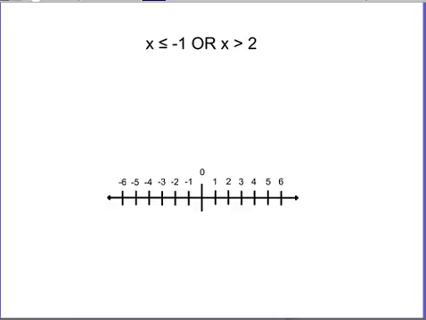Next, we've got or statements. So x is less than or equal to negative 1 would look like this, and shade to the left, correct? Or x is greater than 2, so an open circle at 2, and x is greater, so it shades to the right. That's it, you're done. But how would you write that in set builder notation?